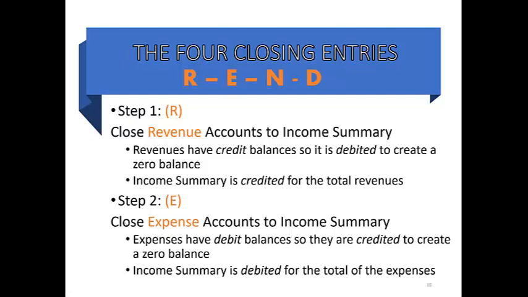The next closing entry is step 2, that is E for expenses. So we're going to close all our expenses, and we have to close them all individually. Expenses have normal debits, so we are going to look at the balance in our expense accounts and give them a credit for whatever their balance is. So since we are crediting these expense accounts, we need an offsetting debit, which will be income summary.